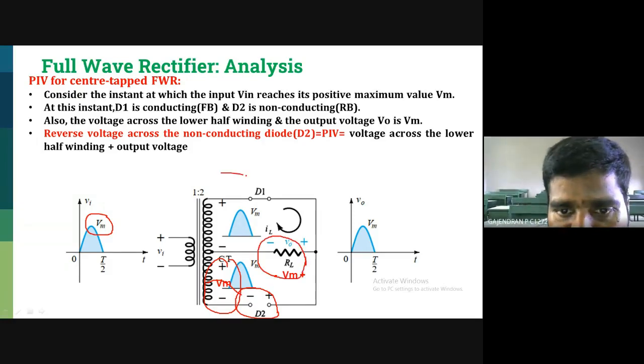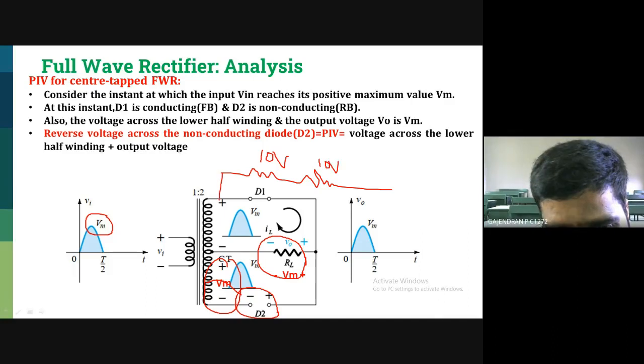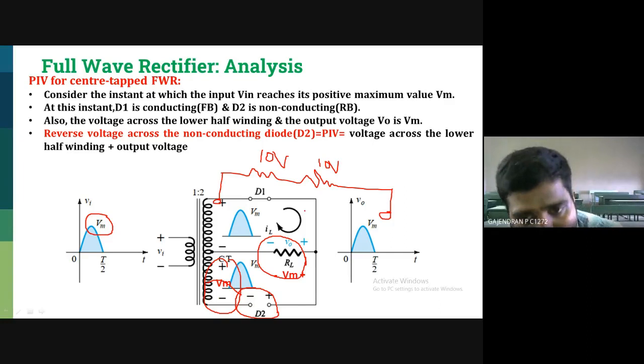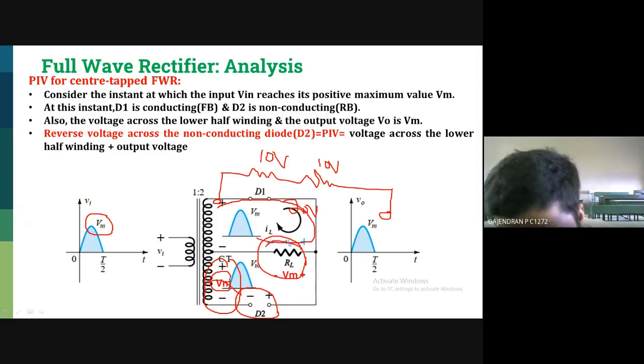So if I take the equation like this, this is 10 volt, this is 10 volt. What is the voltage across this terminal? 20 volt. In the center tap transformer, the input voltage in the transformer will be Vm. Since the diode conducts, there will be a voltage drop across it.